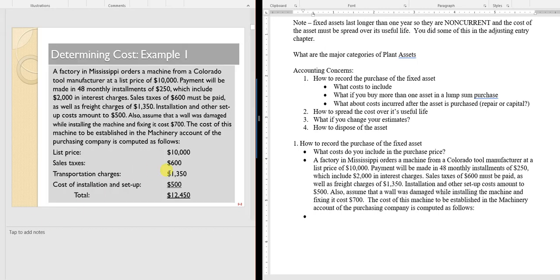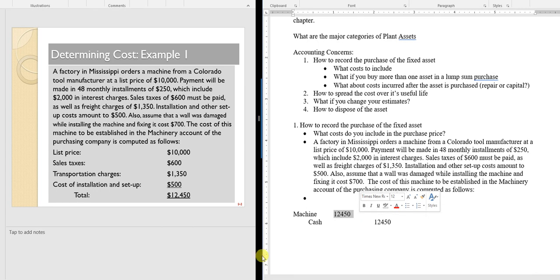Okay, and let's actually go ahead and make the journal entry for this. Make sure you write out that list, but this is a machine. So I'm going to debit machine. Do not debit machine for anything but $12,450. It is no longer all these individual items. It is simply a machine for $12,450, and then I have cash or accounts payable or whatever I use to pay for it, $12,450. So now I only have a machine for $12,450. These individual costs are irrelevant. I will not use those anymore in my accounting system. The machine only appears as $12,450.